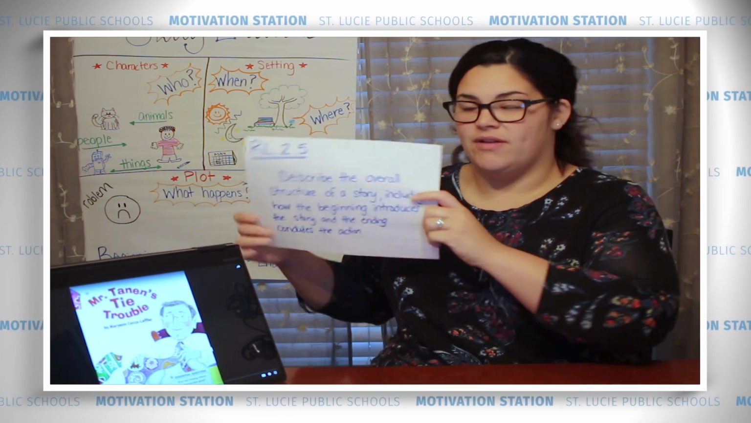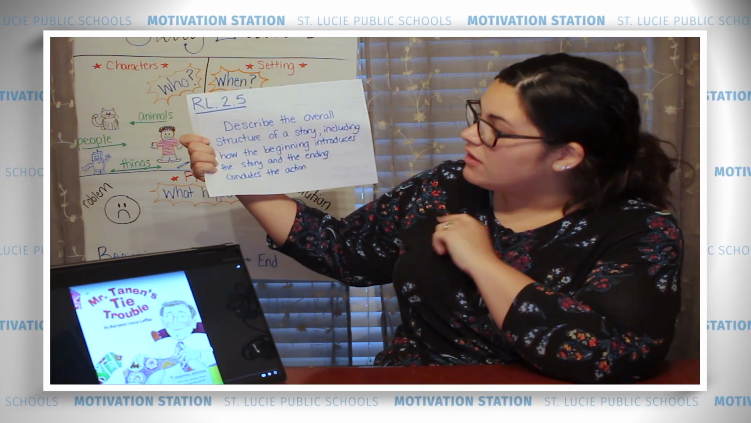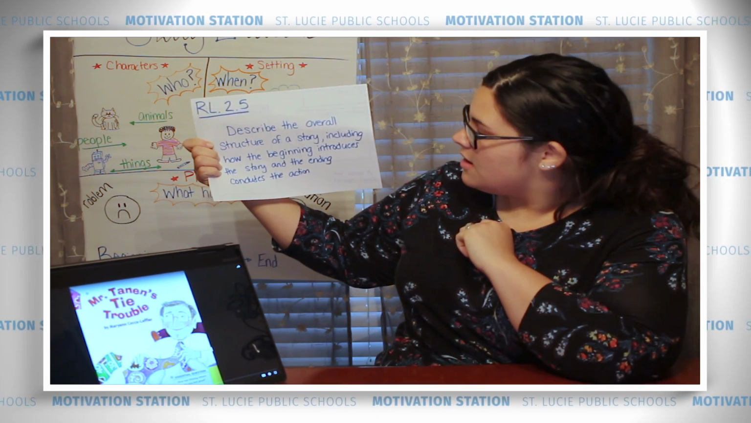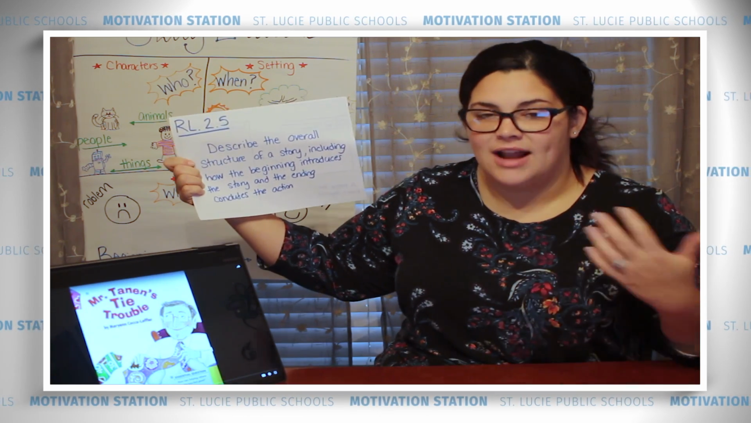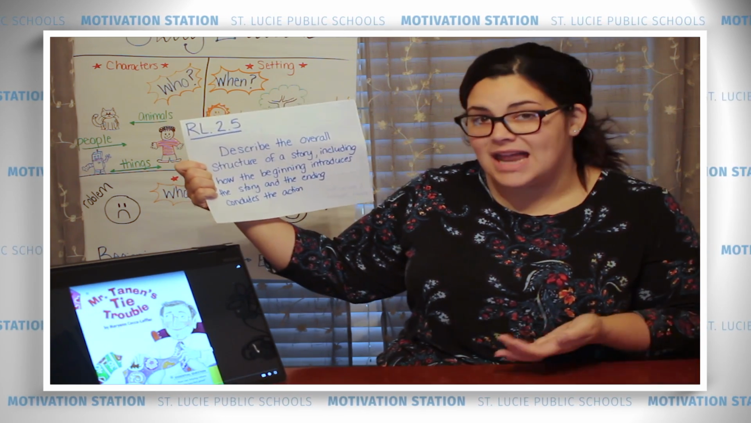We're going to continue our work with RL 2.5, where we're describing the overall structure of a story, where we talk about the beginning, how that introduces the story, and the ending, how that concludes the action. And we're also going to talk a little bit about RL 3.7. And that's where we are using the information gained from the illustrations and the words in our text to demonstrate understanding of the characters, setting, and the plot.